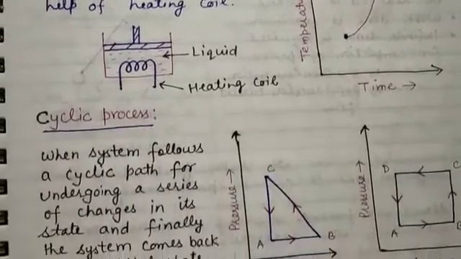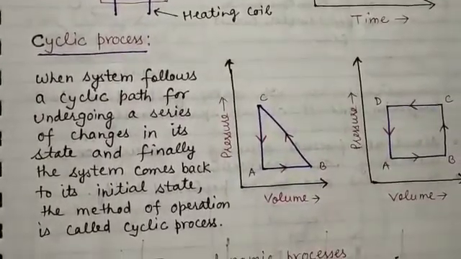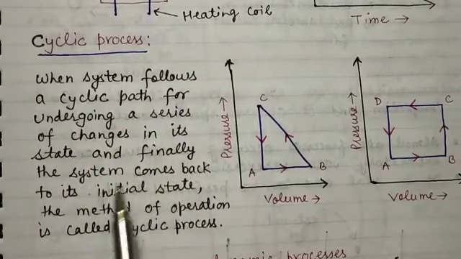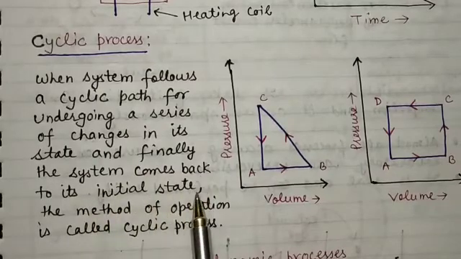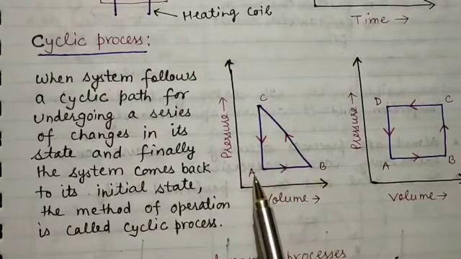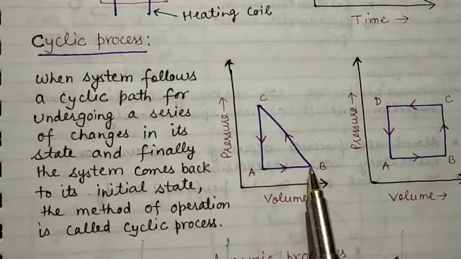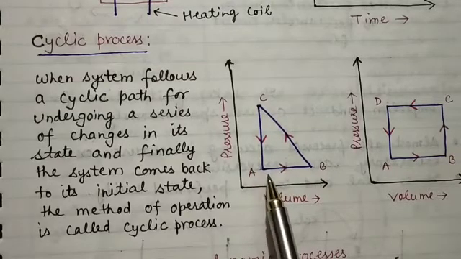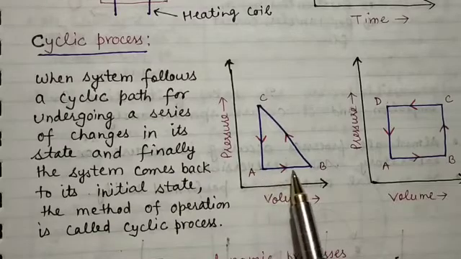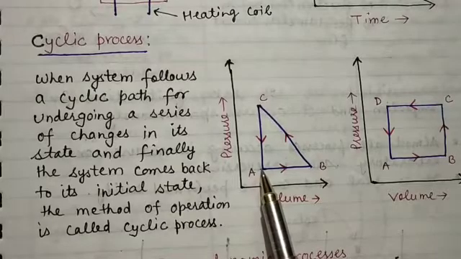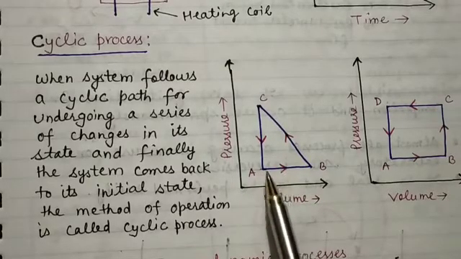The next process is the cyclic process. In the cyclic process, the system follows a cyclic path, undergoing a series of changes in its state, and finally the system comes back to its initial state, and that method of operation is called a cyclic process. In this cyclic process, you will see in the form of a triangle A, B, C, the starting point is A, then it will move to B, from B to C, then from C to A. Means after the process, the system will achieve its original state, that is, it is going to come back to point A. So that type of process is called a cyclic process.